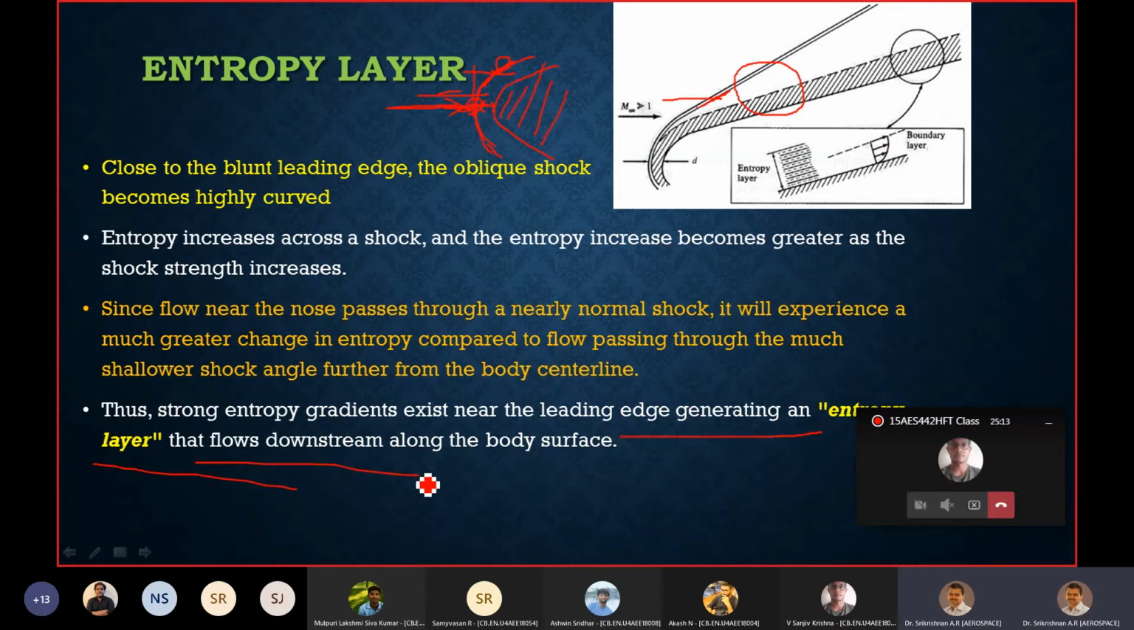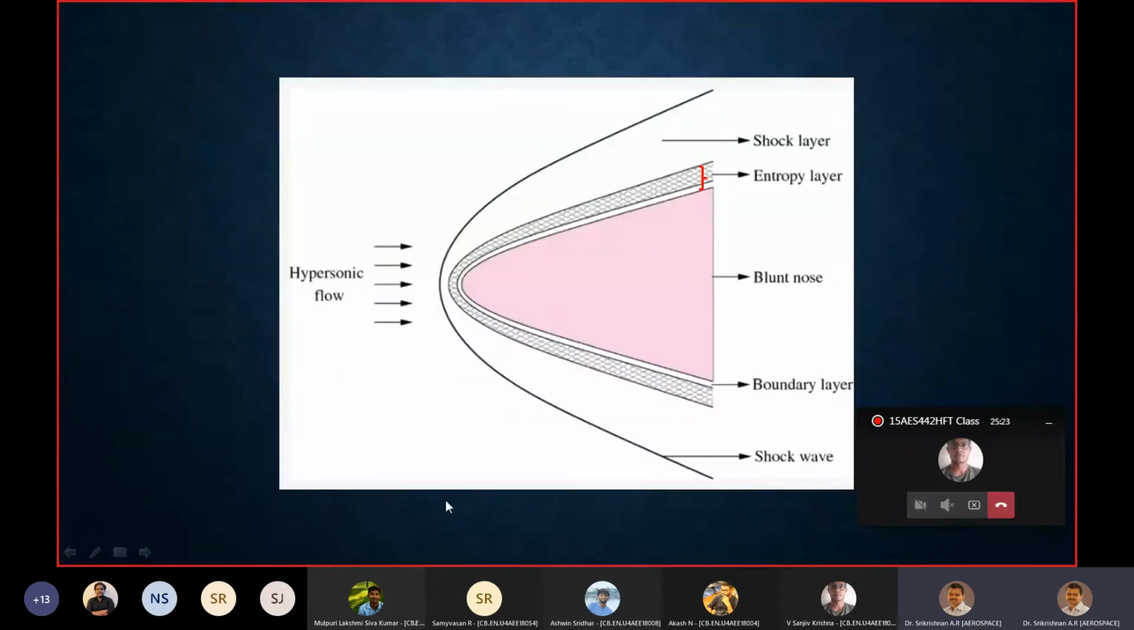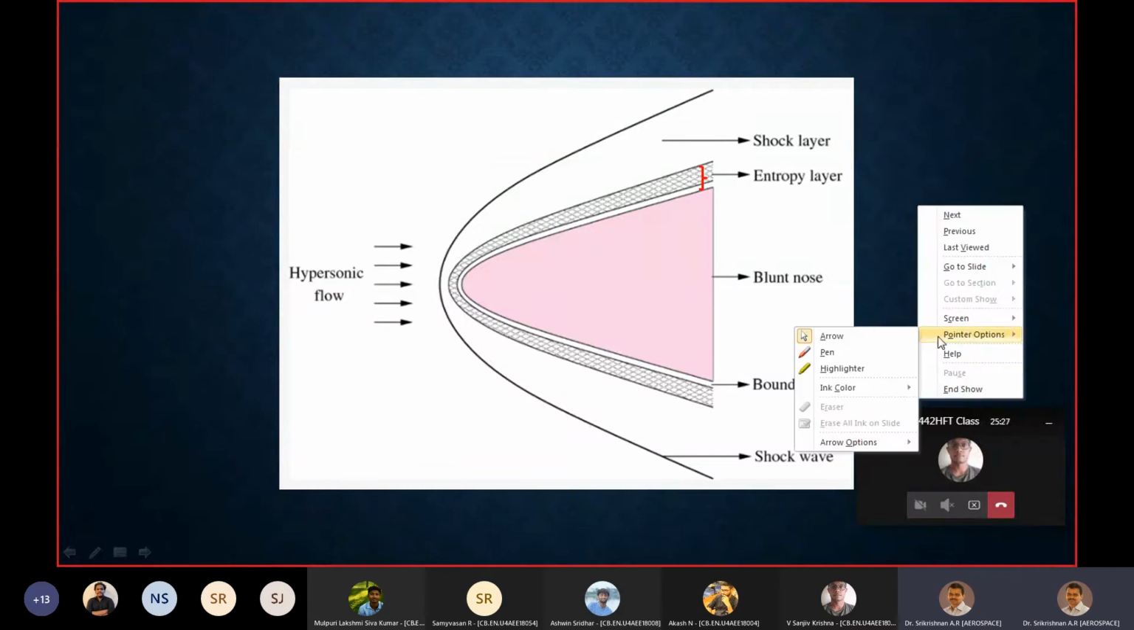That is the entropy gradient in a direction transverse to the direction of the flow, which has an impact on the aerodynamics and heat transfer of the body. So here it is shown again, the entropy layer.